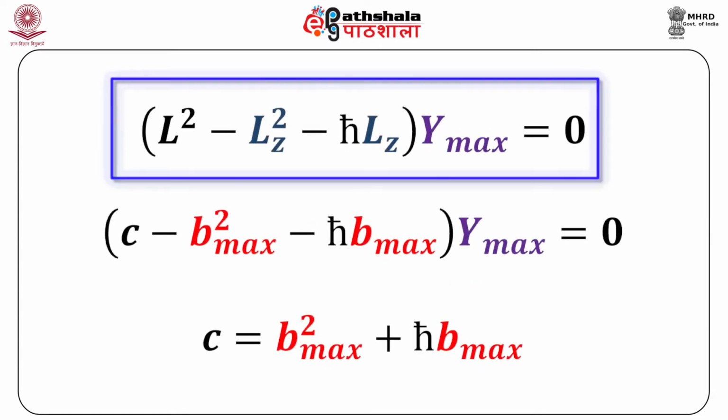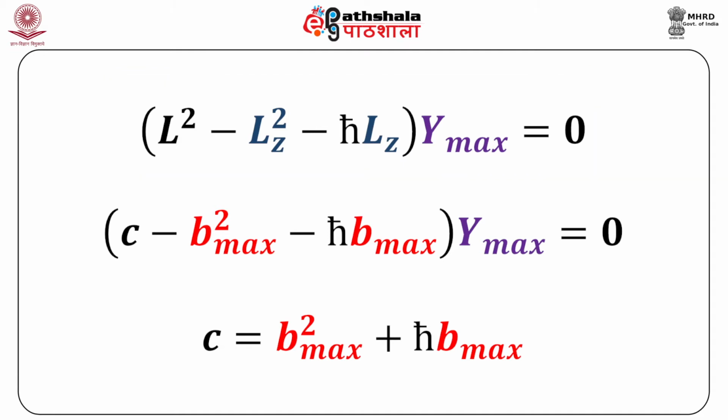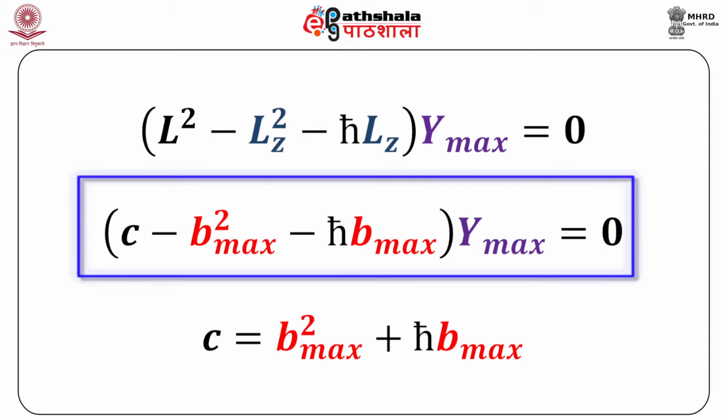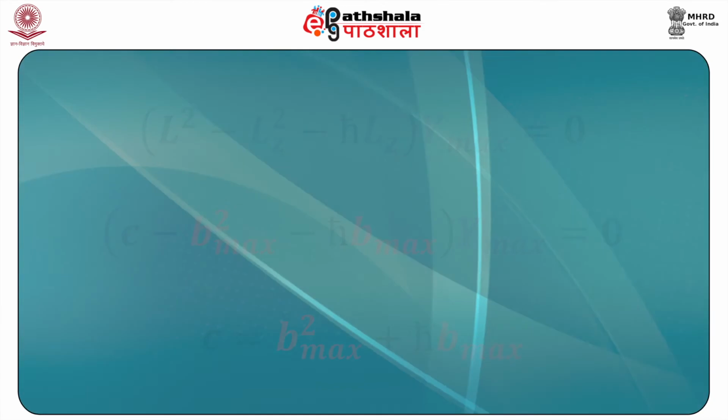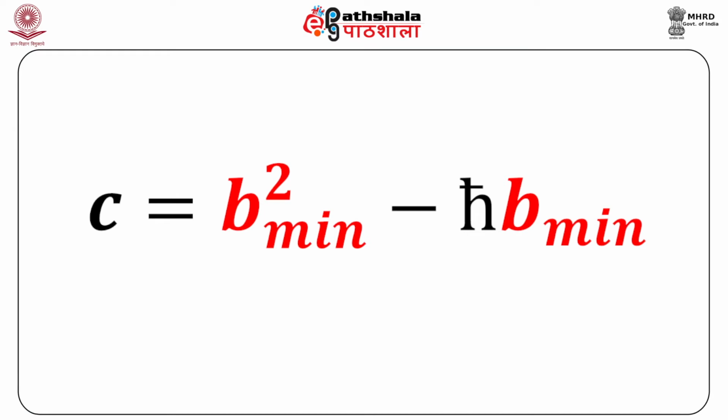With this, the expression now becomes (L square minus Lz square minus h cross Lz) Ymax equals 0. Substituting the eigenvalue equation for L square and Lz, we get the expression as (C minus B max square minus h cross B max) Ymax equals 0. This indicates that C is equal to B max square plus h cross B max. On similar grounds, the lower limit is obtained as C equals B min square minus h cross B min.